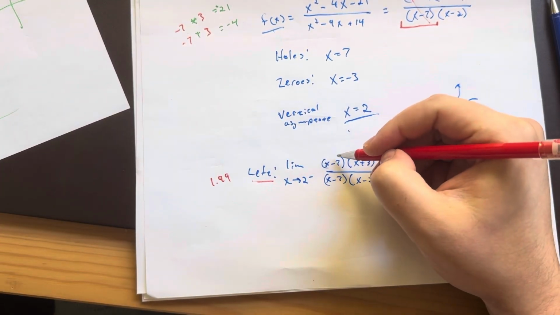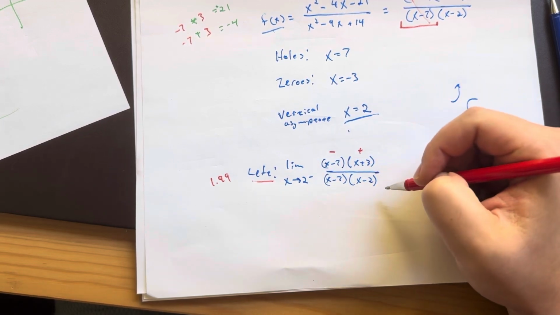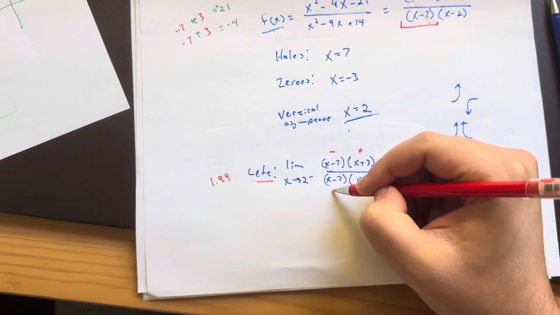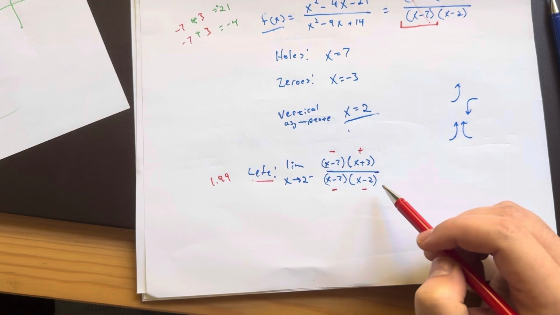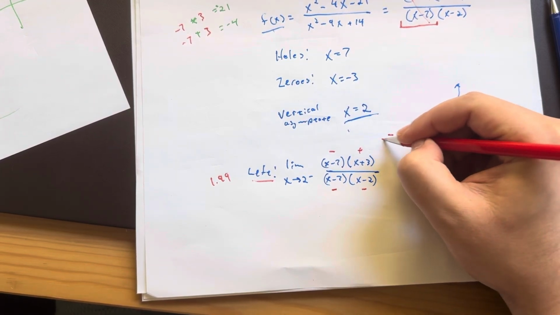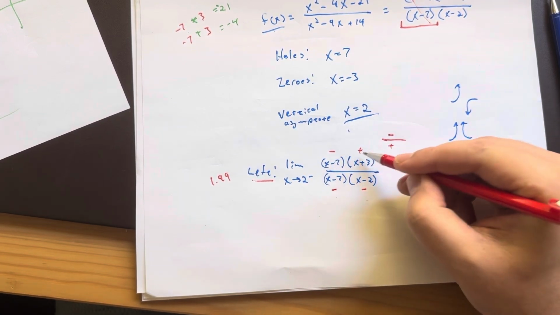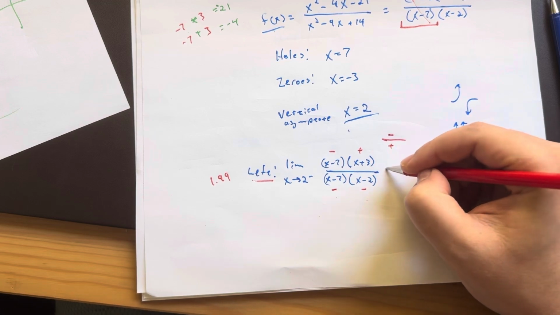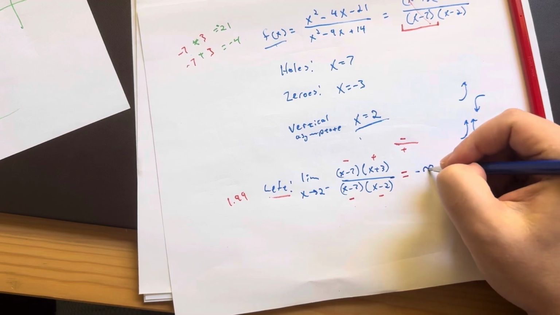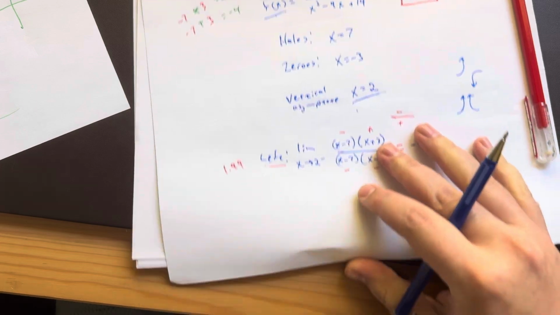If I plug in 1.99 to x minus 7, I get a negative number. If I plug it in here, I get a positive. 1.99 minus 2 is negative. 1.99 minus 7 is negative. A lot of negativity here. This ends up being negative divided by positive. Negative times a negative is a positive. Negative times a positive is a negative. Consequently, this whole limit is negative infinity: negative times a positive divided by a negative times a negative.